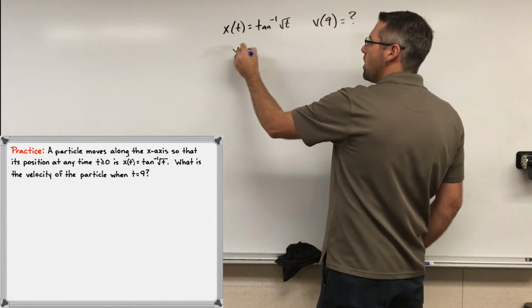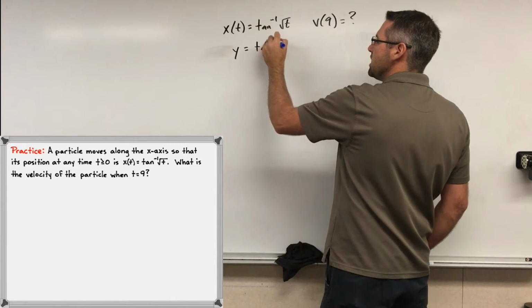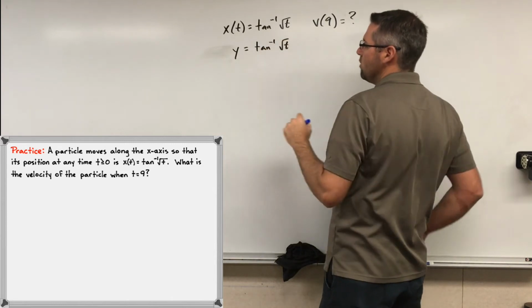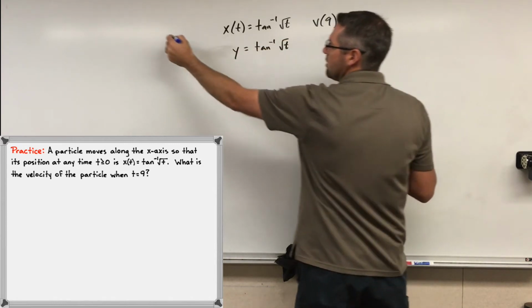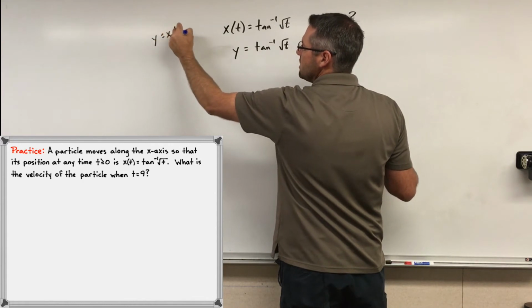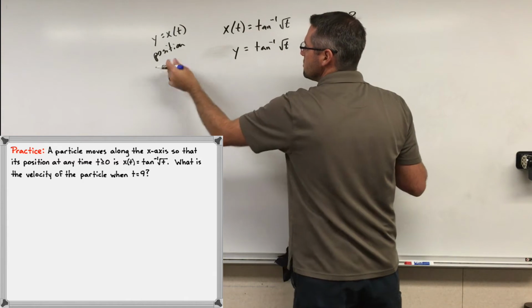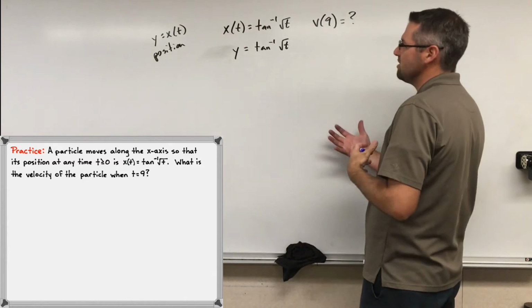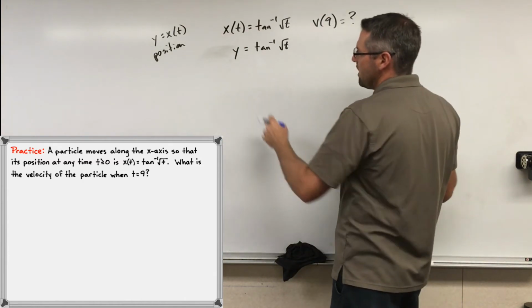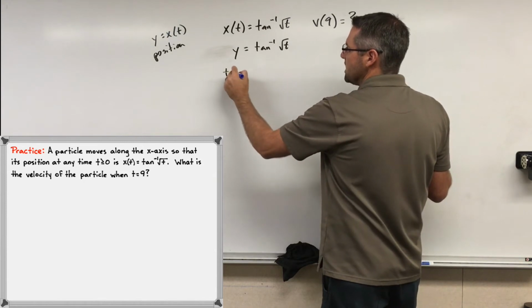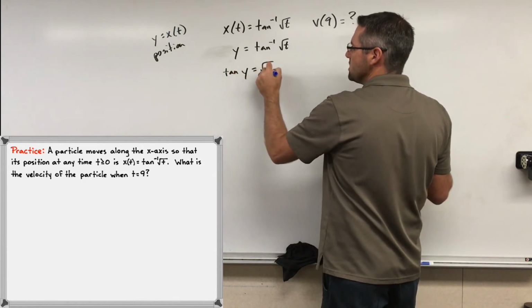Let's just call this y equals arctangent of rad t, where x of t is equal to y. Y equals x of t is the position. That way we don't get so confused on x's and y's and variables and functions and all that. Take the tangent of both sides. We got tangent of y equals radical t.